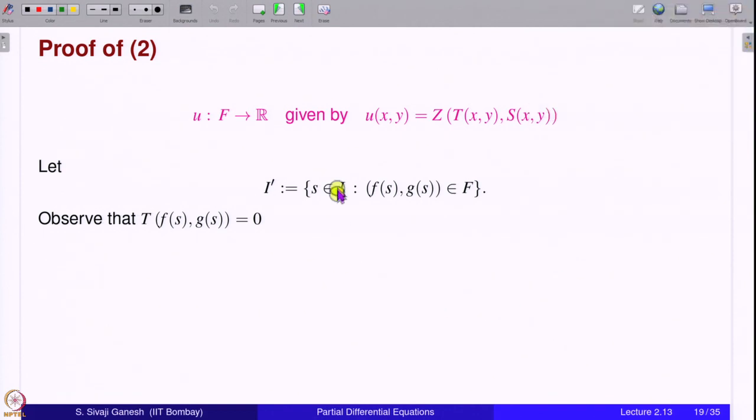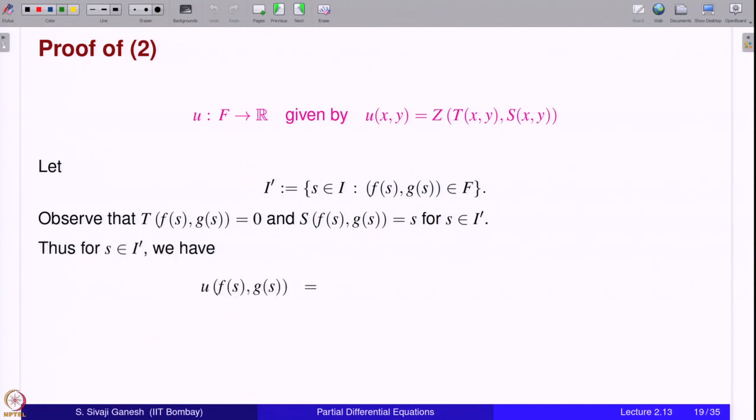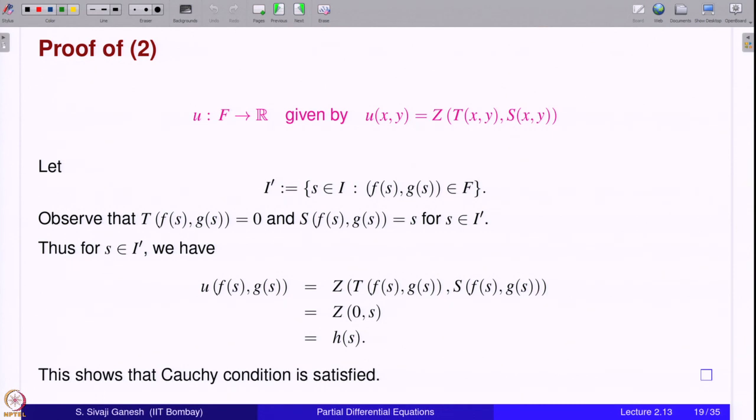So, define I dash to be those values of s in I for which (f(s), g(s)) belongs to F. Okay. So, this is that I dash which came there. So, s belongs to I dash, the datum curve will be on the corresponding integral surface defined by this u. So, observe that T of (f(s), g(s)) is 0 and S of (f(s), g(s)) is s. Thus, for s in I dash, we have u of (f(s), g(s)) equal to, by definition of u, T of (f(s), g(s)) comma S of (f(s), g(s)), but that is nothing but z of (0, s), which by the definition of z is h of s. Therefore, the Cauchy condition is satisfied, that means a piece of the datum curve lies on the integral surface defined by this function u.